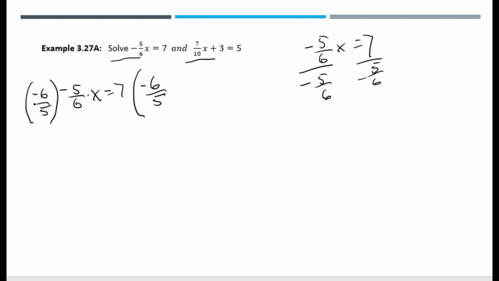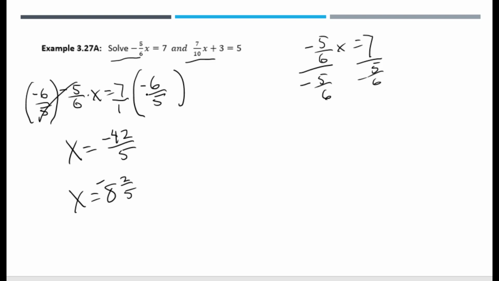So these cancel, right? This is 1. So I get x equals, and how do I multiply this? Well, if you need to do this, go ahead. You multiply straight across. So I get negative 42 over 5. If you want to make it a mixed number, nobody said you had to, that would be 42 divided by 5 is 8, negative 8, and 2/5 left over. Remember, a positive times a negative is a negative.